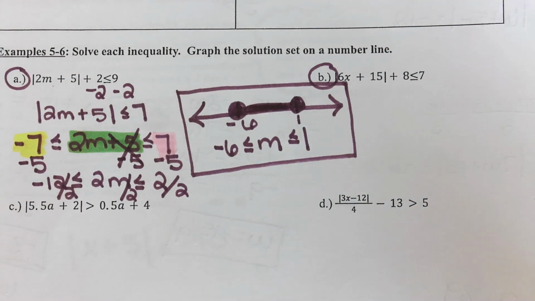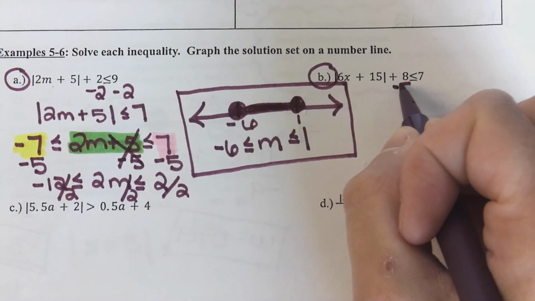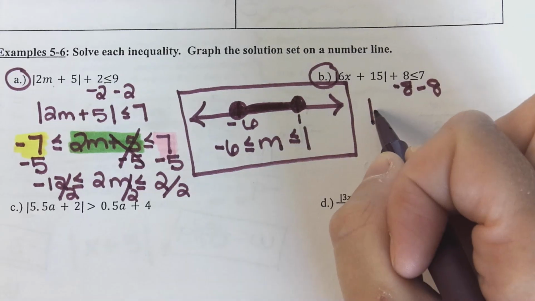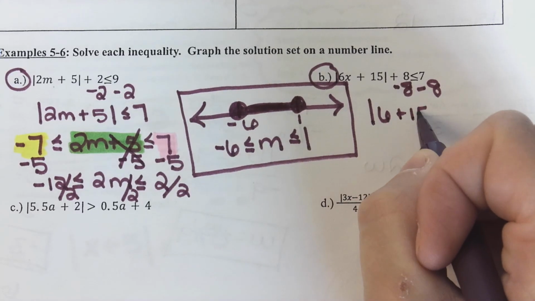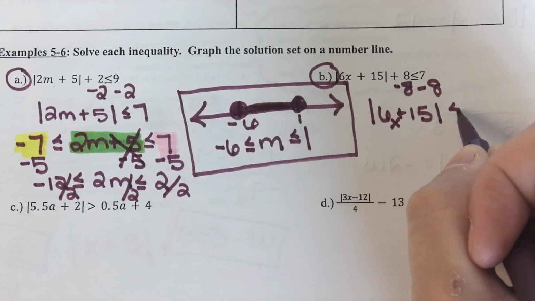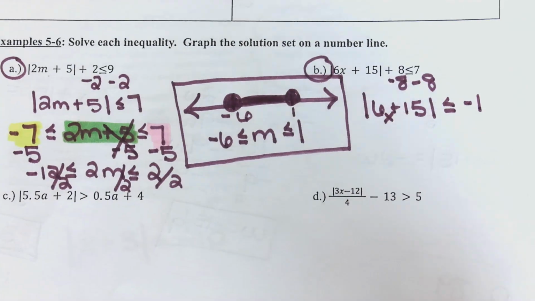Okay, let's look at part B and try that all over again. Is my absolute value by its lonesome? No, who's bothering it? The 8. How can I remove the 8? Subtract. Okay. So, absolute value of 6x plus 15 is less than or equal to negative 1.